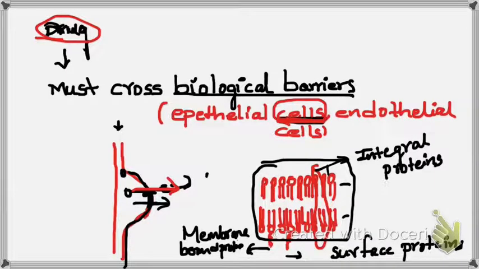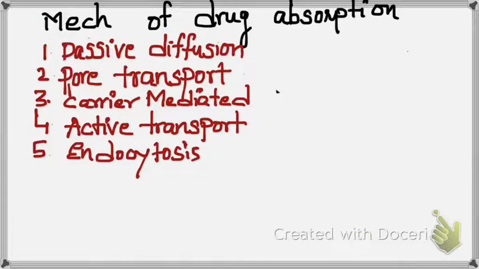We all know the cell membrane is a bi-phospholipid layer which has embedded proteins. They are called integral proteins. Some proteins stick to the surface of the bi-phospholipid layer. They are surface proteins and membrane bound proteins. If they are covalently bound, then they are membrane bound proteins. If they are not covalently bound, they are surface proteins. There are many mechanisms by which the drug is absorbed: passive diffusion, pore transport, carrier mediated diffusion, active transport, endocytosis.